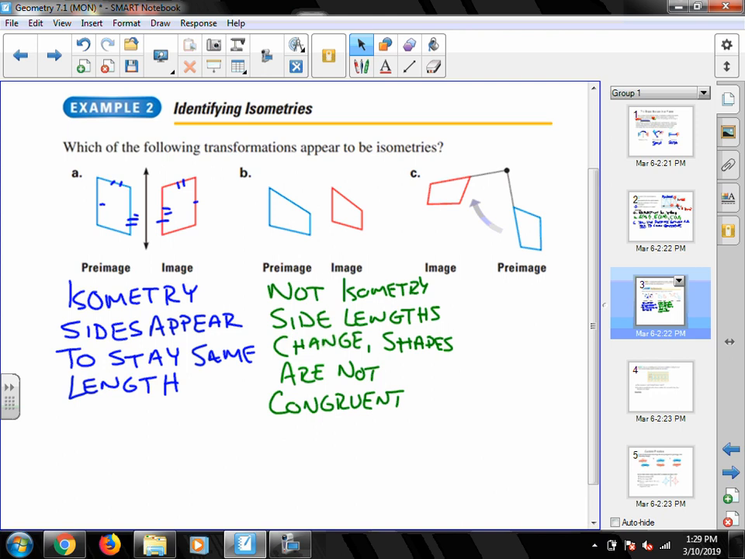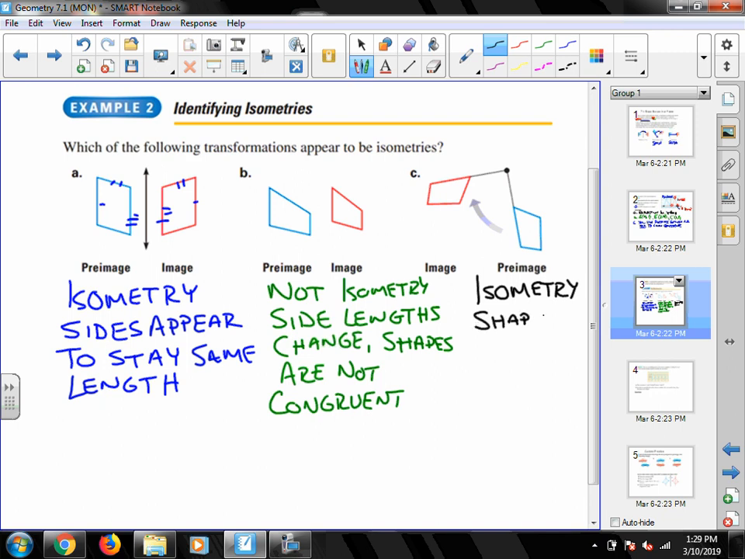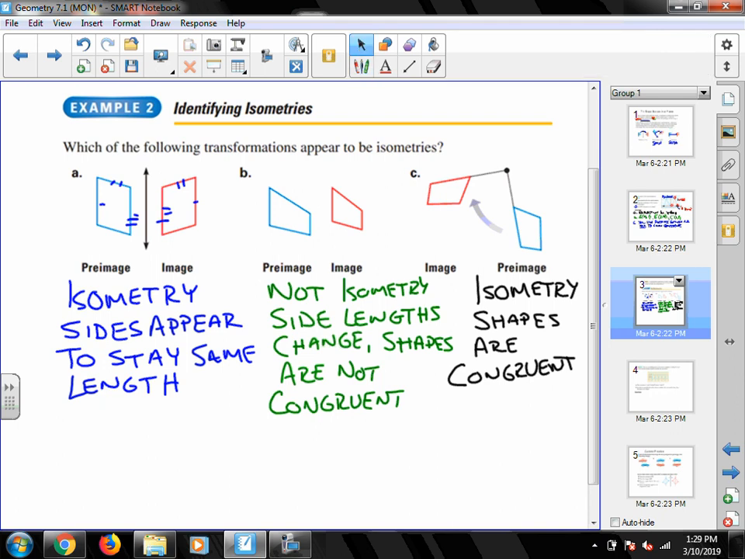C, going from pre-image to image. Looks like I got a little bit of a rotation going on here. So do I think everything looks the same length? Yeah, I think it does. So this is going to be an isometry, for the same reason that A was, because your shapes are congruent, meaning side lengths stay the same length.